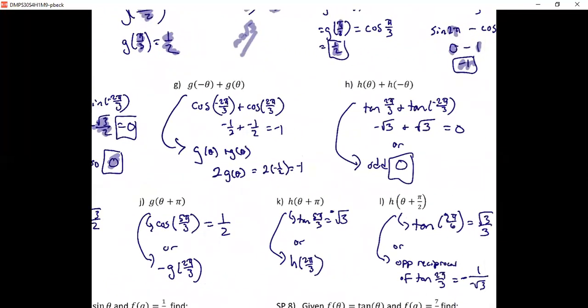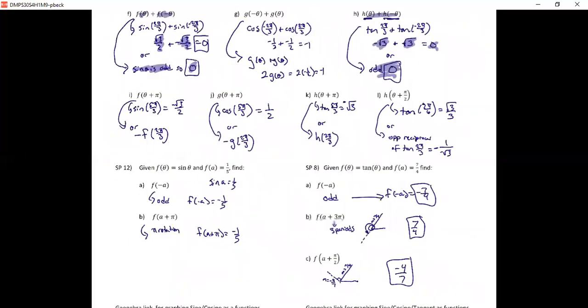For h, tangent is an odd function, so this should end up equaling 0. That's where it's very much faster to do it geometrically. So that should equal 0. But we could also do it numerically. Tangent of 2 pi over 3 plus tangent of negative 2 pi over 3, which does equal 0.